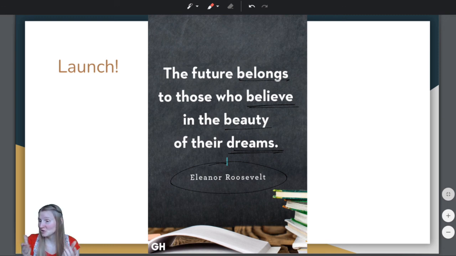So, do you want to control your future? What do you want your future to look like? And how? What do you need to believe in order to be in control of your future? So, that is my launch for you today. Take it with you as you go throughout your day.